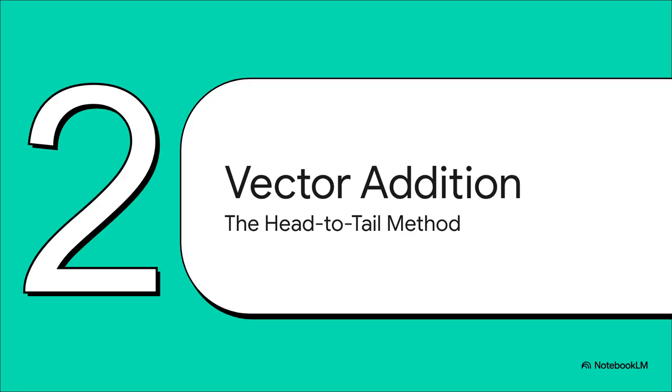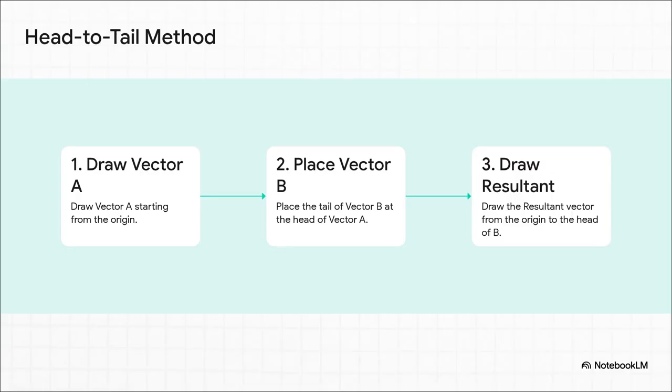First up, addition. You know, if you have 2 different forces pushing on an object, how do you figure out the final combined force? Well, you add their vectors. And the best way to really wrap your head around this is with a super intuitive visual trick called the head-to-tail method.